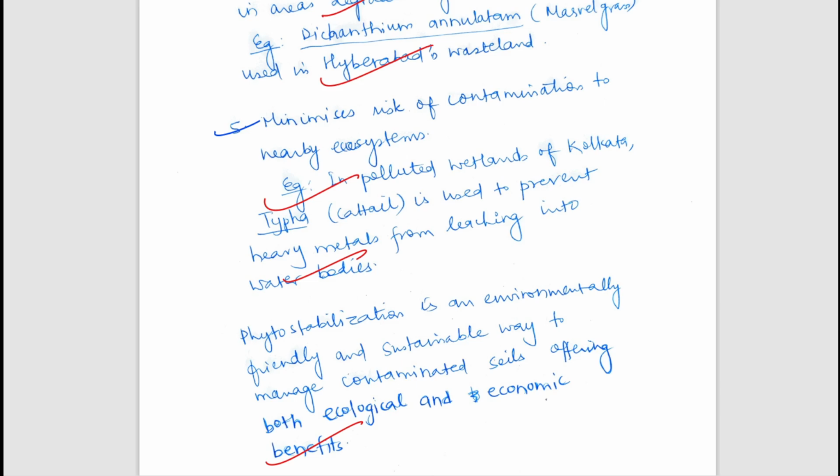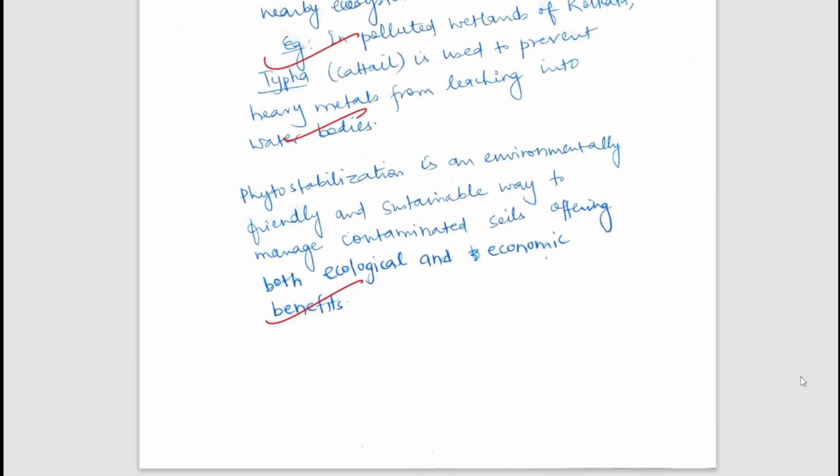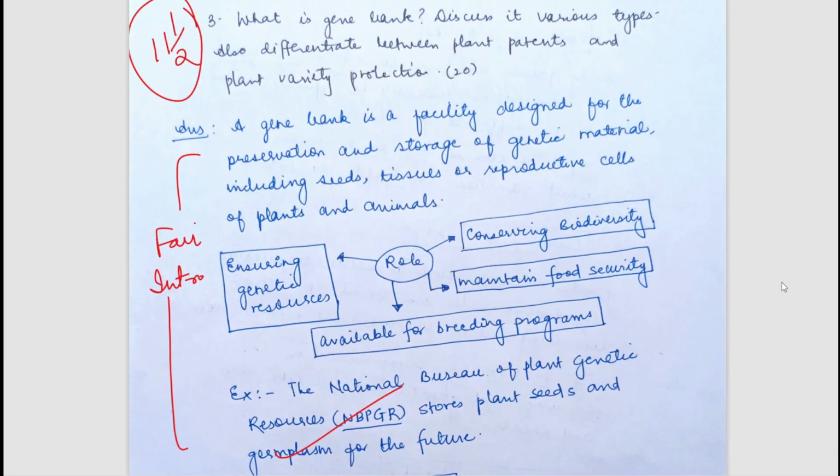So these are some of the benefits of phytostabilization, and I hope you understand what phytostabilization is. Now let's move to the next question. The next question is, what is a gene bank? We have to discuss the various types of gene bank and also differentiate between plant patents and plant variety protection.